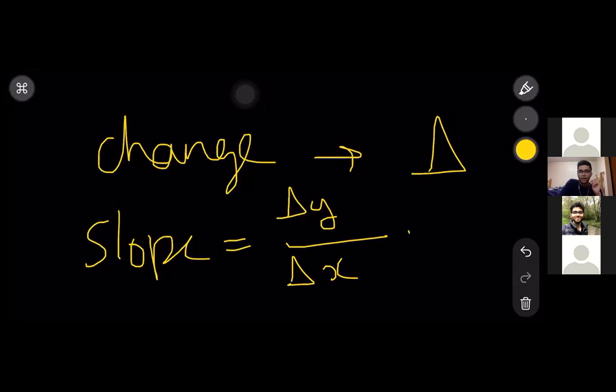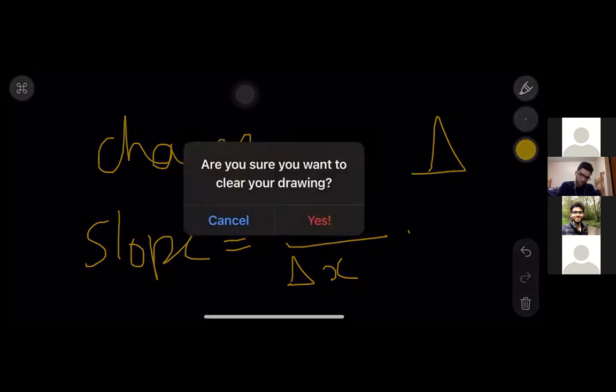Now, coming back to our original question, how do we understand the notion of slope over an entire function? Right? We don't want to do it at just one point. We want to somehow generalize it to the entire thing. So we could come up with the following understanding.